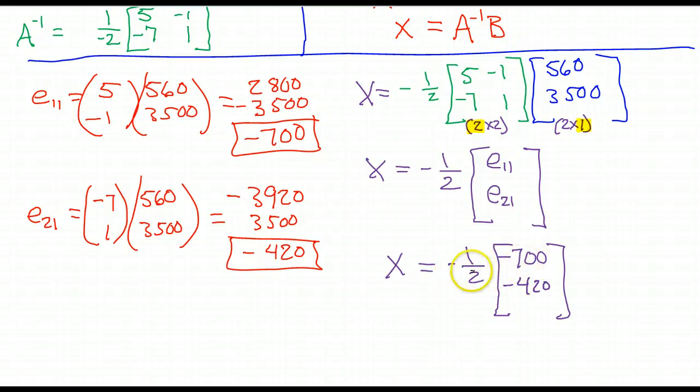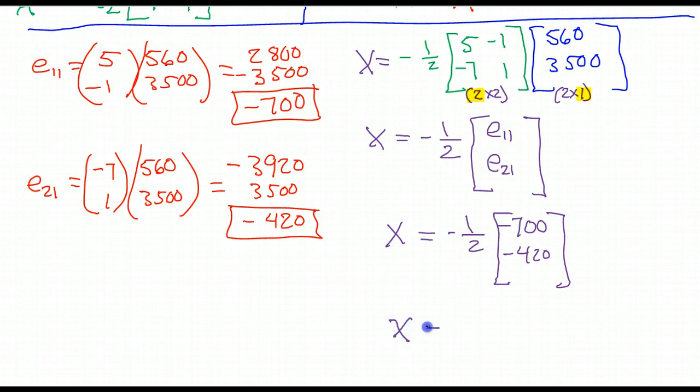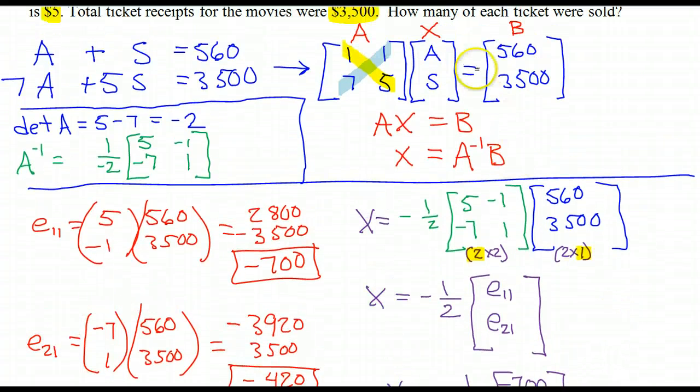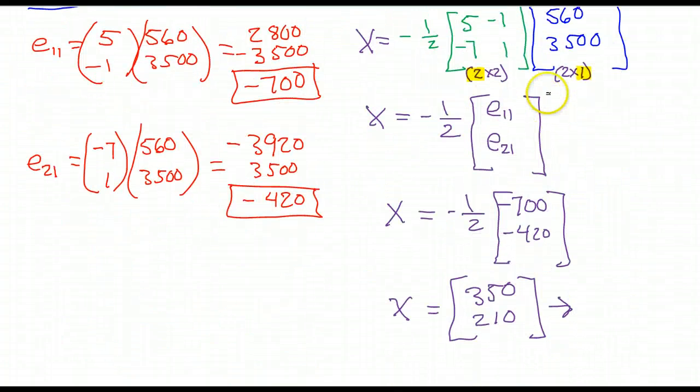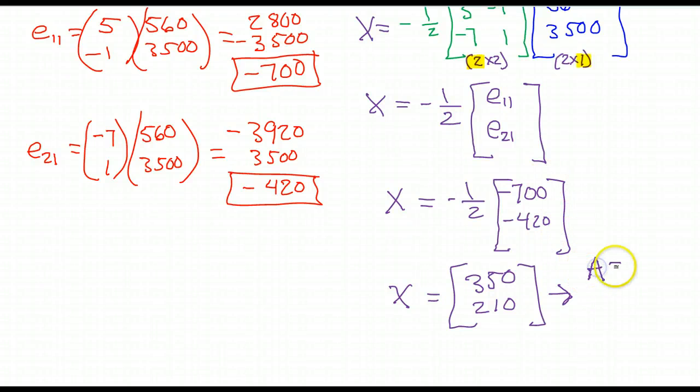So the last step, we just need to divide all of these by negative 2. That's why we're going to get X equals 350 and 210. Now of course that means, because of the way we set this up, that's adult tickets and student tickets. So A is 350 and S is 210. Don't forget to put your final answer into words like this.